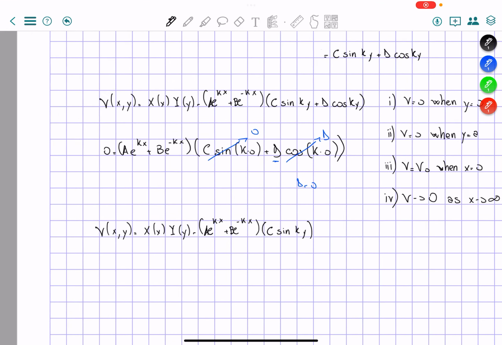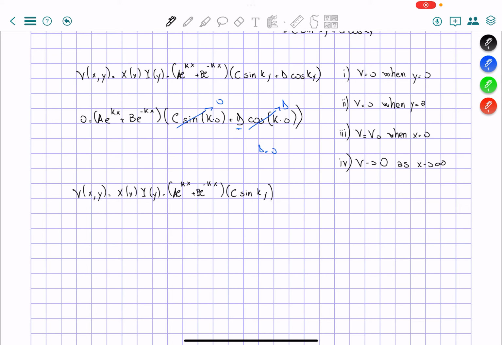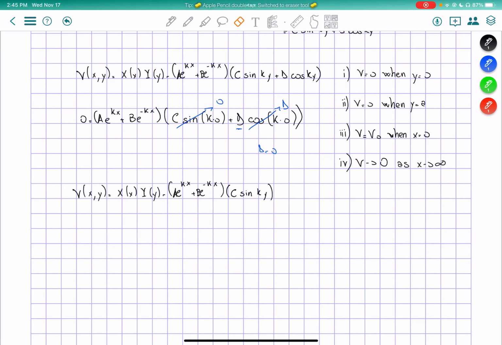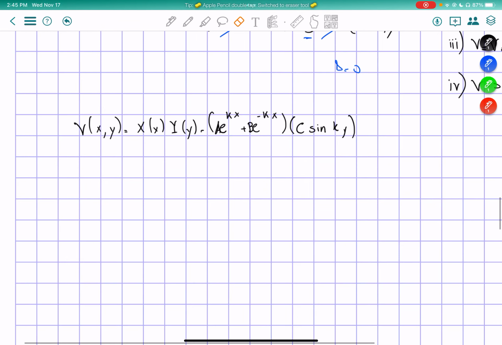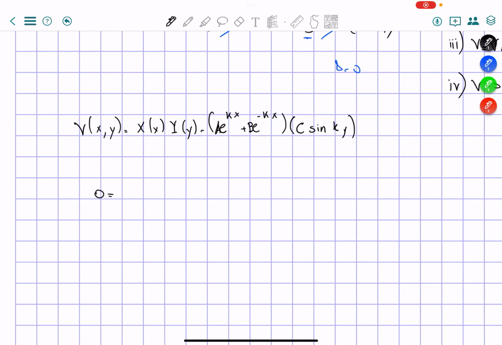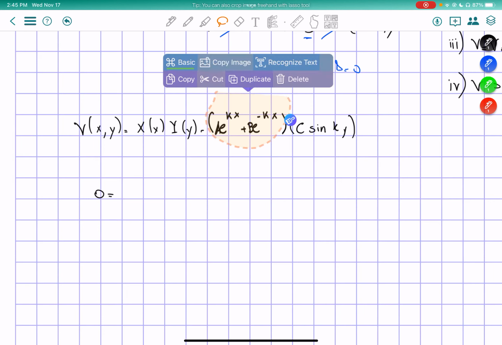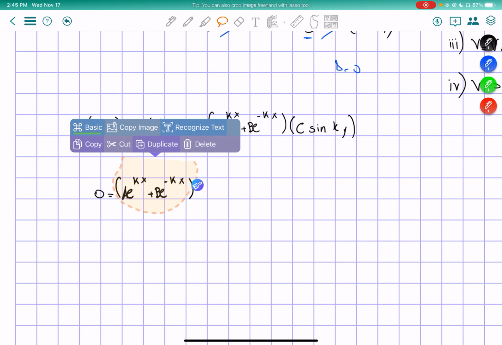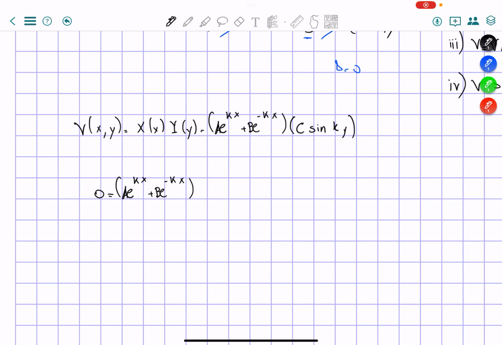So now, let's look at our second condition. v is equal to 0 when y is equal to a. So v is equal to 0, so again, equals 0. And then the x part is the same value always. So I'm going to copy and paste it in. And then c sine of ky.